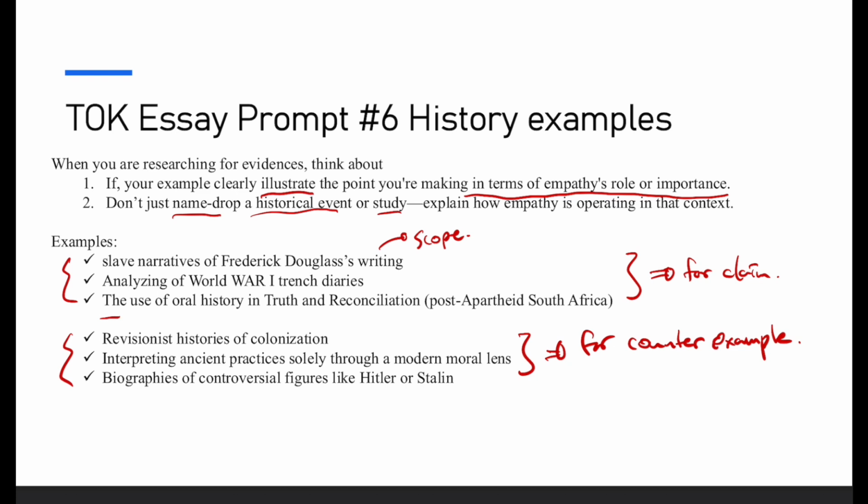And the perspectives examples are like empathetic bias may lead to historical presentism, judging the past by today's values, right? For example, interpreting historical practices solely through a modern moral lens, right? That can be a good perspective example. And then if you're thinking about examples that can be used with the methods and tools of the knowledge framework, you can think about the biographies of controversial figures like Hitler and Stalin. This can be problematic, right? If the biographer's empathy clouds critical analysis, potentially humanizing these atrocities, right?